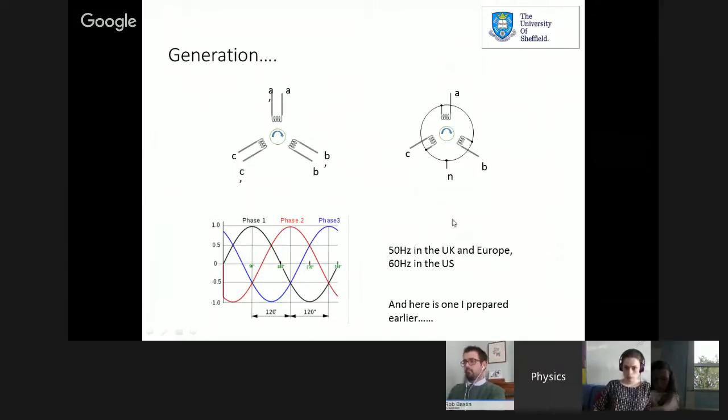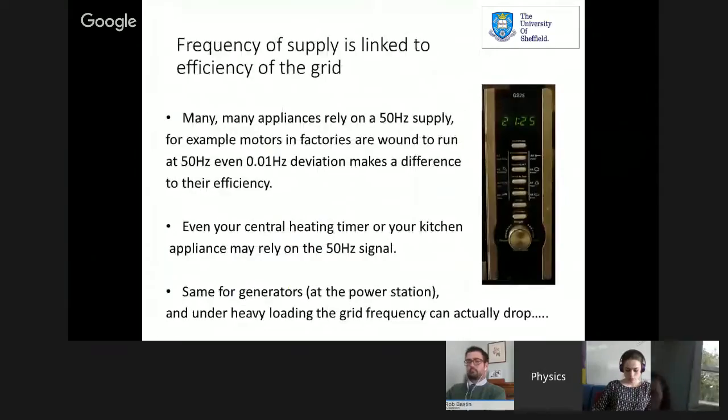And three-phase is what everything more or less is generated in in the UK. In the UK and Europe, it's 50 hertz, and in the States, it's 60 hertz. There are several particular reasons why we use those frequencies, but essentially that's what we've got, and we've had that for more or less 100 years.